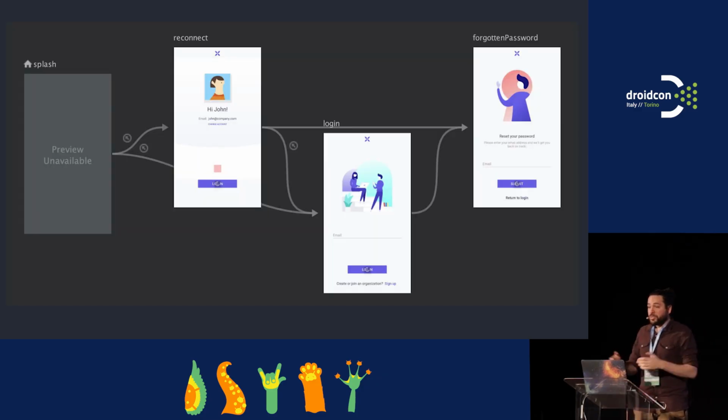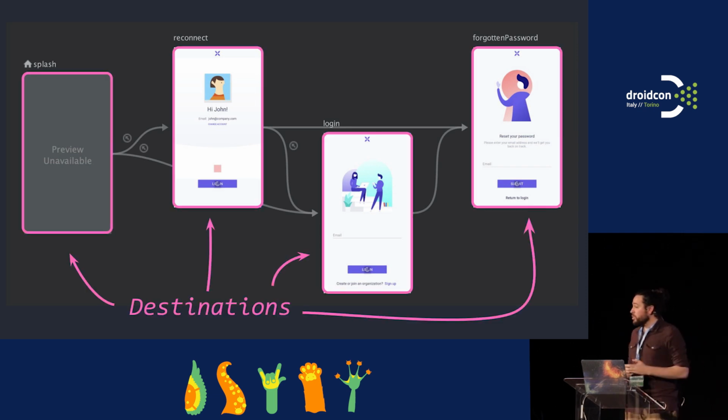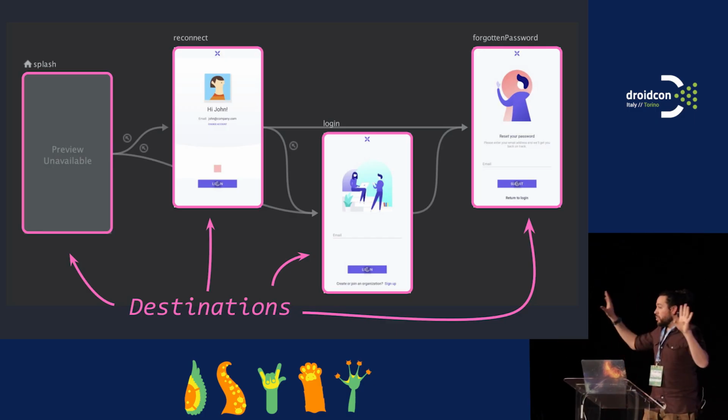And then you will build the nav graph. So for example, here is an example of nav graph. You have different screens. They are all called destinations. So when I'm using the word destination in this talk, it's not somewhere I want to go right now. It's just where the user could go. So destination is basically a screen.